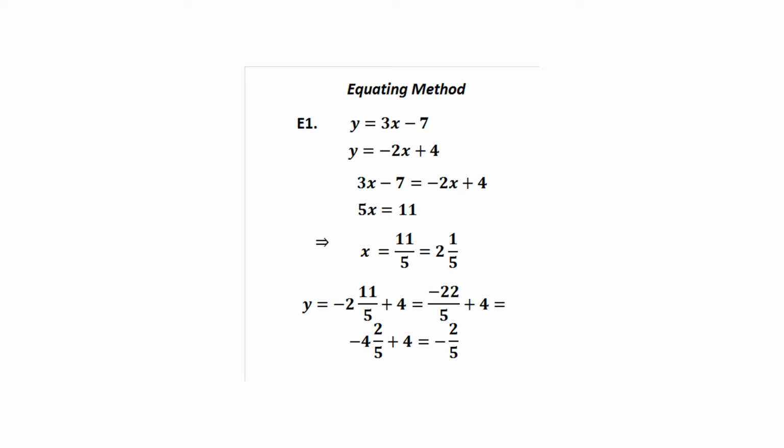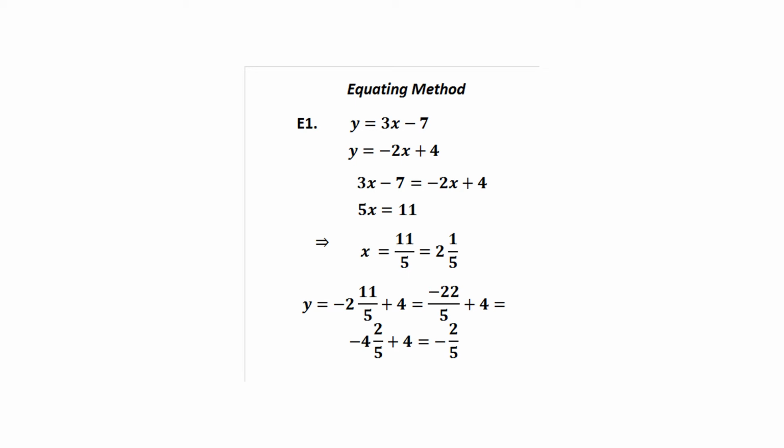A simple method for solving x. Get the x's on one side, get the numbers on the other side, but when you cross equal, change the sign. So move the negative 2x over to the left-hand side. 3x plus 2x is 5x. Move the negative 7 to the right-hand side. 4 plus 7 is 11, so we have 5x is 11. Divide both sides by 5, so x is 11/5, which is 2 1/5.